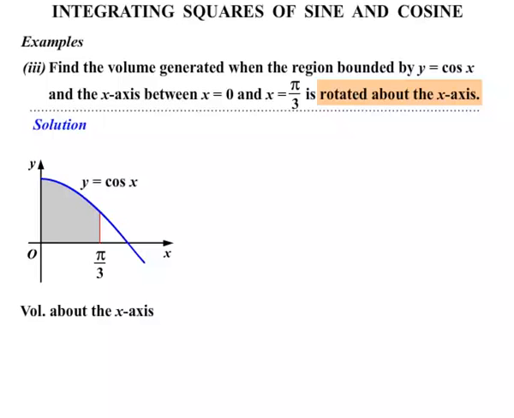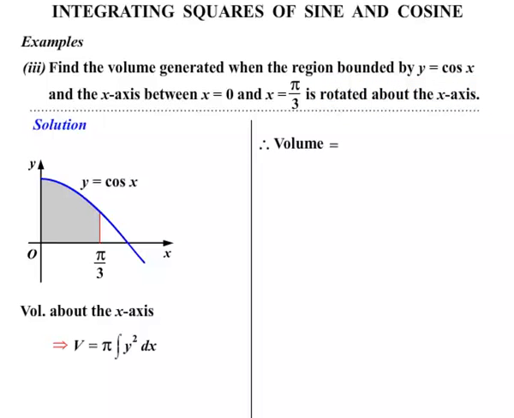So the volume about the x-axis, of course, volume equals pi times the integral of y squared dx. So therefore volume equals, let's write our pi down, and the integral of y squared dx, where y equals cos x, so we'll get the integral of cos squared x dx. And of course our limits, 0 and pi on 3. So again, write the pi down, there's our integral sign.